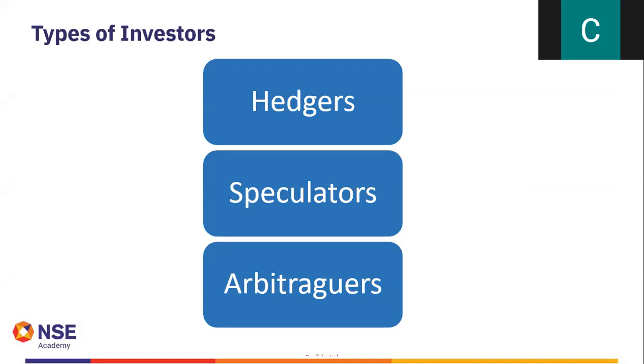Types of investors: hedgers, speculators, arbitrageurs. Hedgers are those who want to hedge their position, who already have that underlying asset physically with them, and who want to safeguard their asset because of adverse price movements. They enter into such kind of contracts to hedge their position. They are called hedgers.